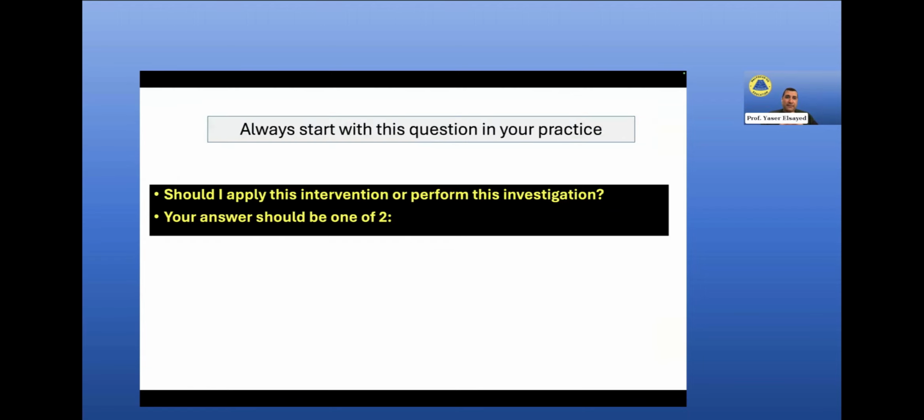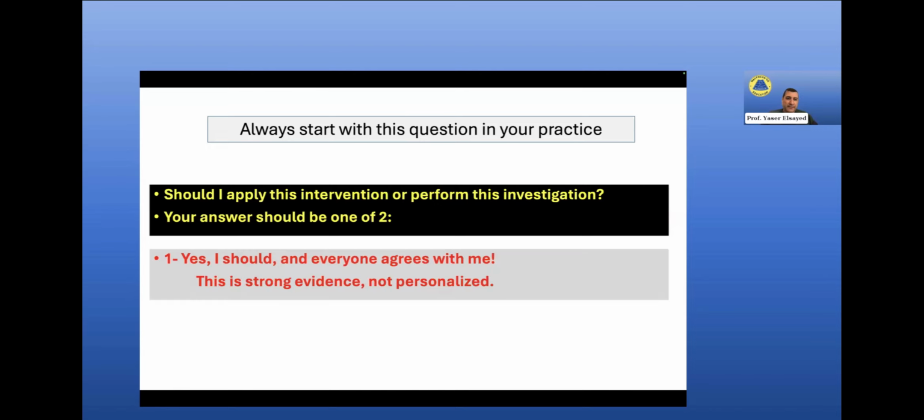So just to make it simpler, if we start with this question: you have a clinical problem that you would like to solve at the bedside. To understand if this can be answered by strong evidence or if this is related to precision-based medicine, you can ask: should I apply this intervention or perform this investigation for this patient? For example, should I give norepinephrine or dopamine for this patient who is hypotensive?